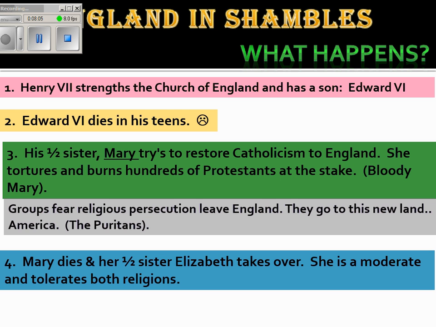Unfortunately, Mary dies, and her half-sister, the next in kin, Elizabeth, takes over. Now, Elizabeth is a Protestant, and she's also a moderate. And what she does is she will grant religious toleration to both Protestants and Catholics. Now, again, I'm just giving you the bigger picture, but you're going to have to fill in the details in your guided readings for homework. And when you go to college, you'll have all sorts of interesting classes on this time period in England's history.